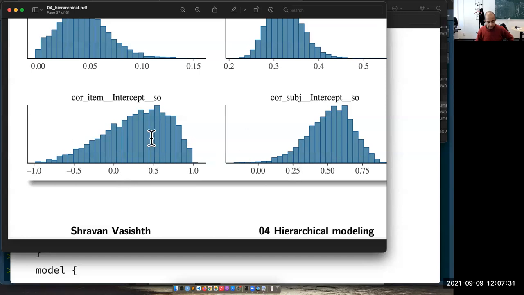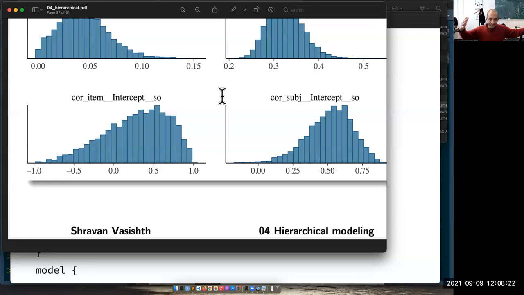What do you notice? What's the difference between the subject and the item correlations? Take a look and tell me what you think the difference is. Any proposals? It is not so heavily skewed to the right as the subject correlation. That's correct. And the uncertainty is even bigger. It's ranging from -1 to +1. Exactly. So the most interesting thing about this correlation parameter for items is that it's ranging from -1 to +1.